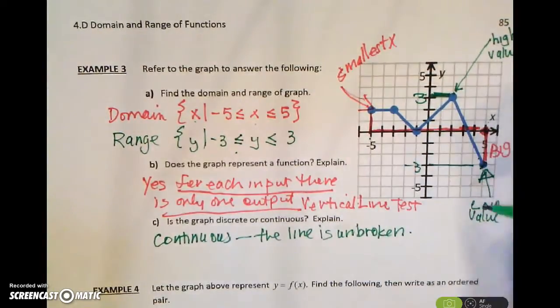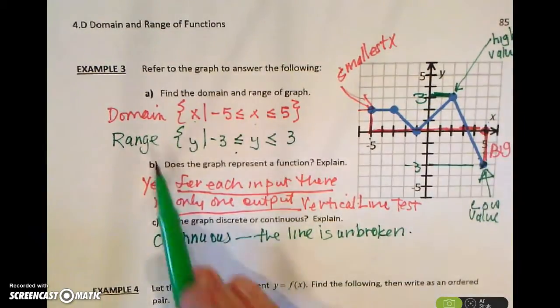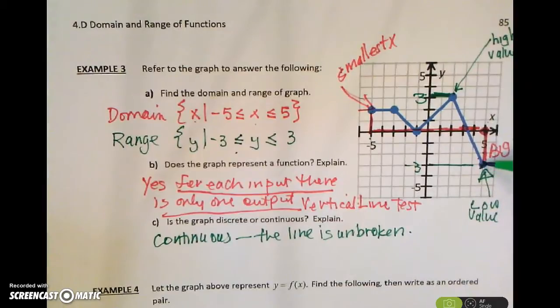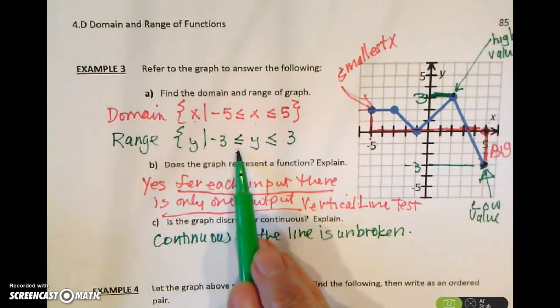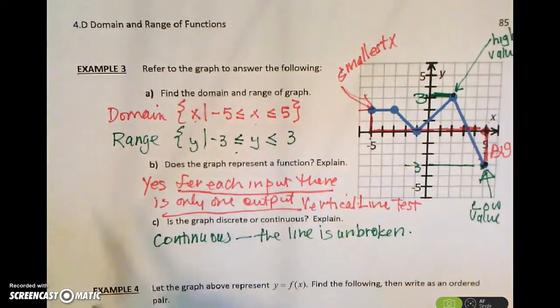Remember, we can list the points whenever they're separated and it's a discrete graph. The range goes from the lowest output, which is this, -3, to the highest output, which is this, +3. So y such that -3 is less than or equal to y is less than or equal to 3.